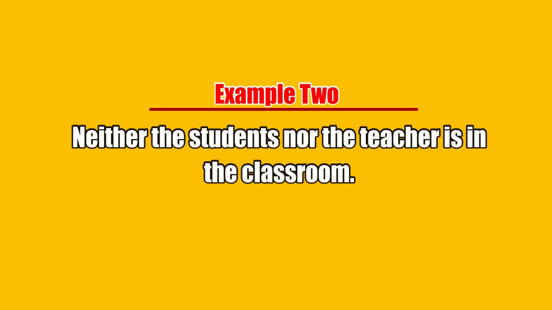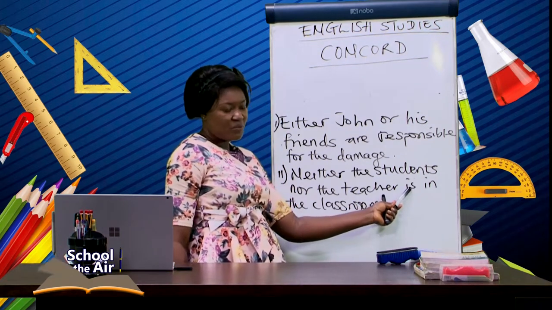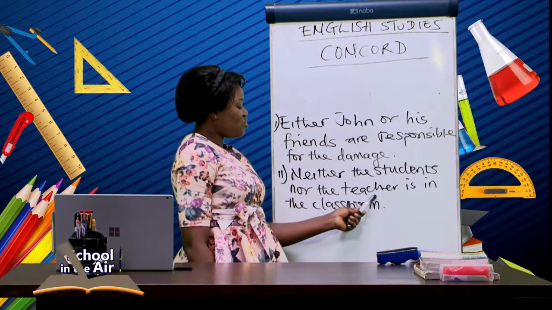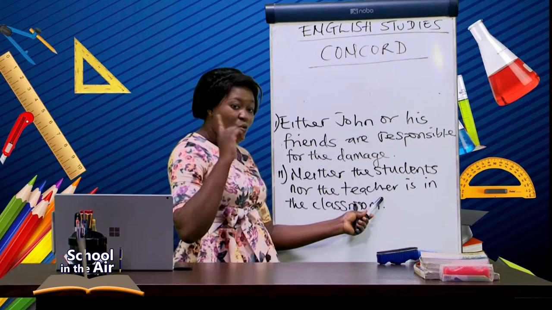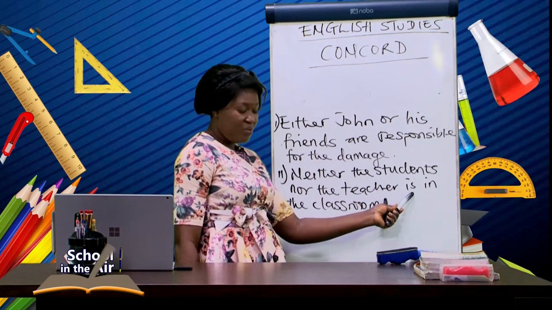So let's look at another example. Neither the student nor the teacher is in the classroom. If you look at this sentence, you'll see that we have neither the student nor the teacher. And the subject closer to the verb is singular. We have teacher, one teacher. And because we have one teacher here, we must use singular verb, which is is. We cannot use are because we don't have students here, we have teacher, one teacher. And that's why we have used is, singular verb.